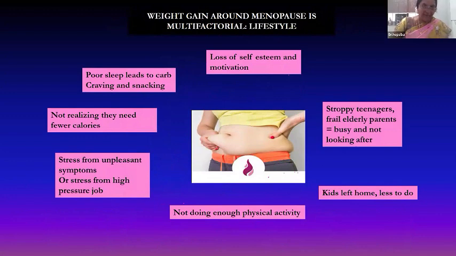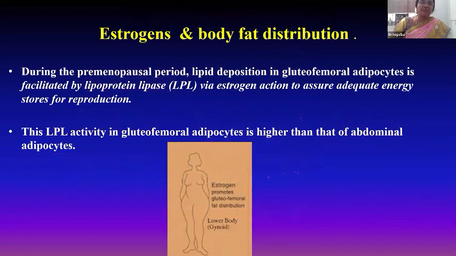See, midlife people are sandwich persons. At one time, the teenage child is giving a lot of problems. On the other side, the in-laws and the old people are there. After some time, the kids leave the home. There is not enough physical activity. There is stress from unpleasant symptoms, due to the job or at home, and they need fewer calories, but they don't realize it. And there is loss of sleep. All this will contribute to midlife obesity.